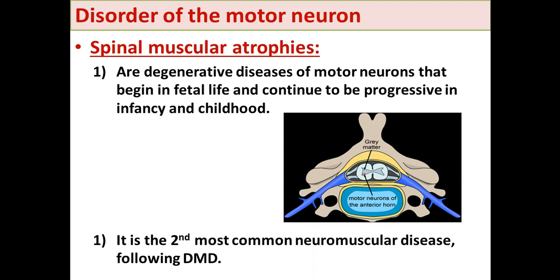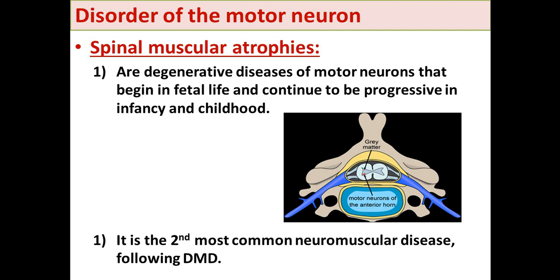So we have another disease, we call it disorder of the motor neuron. Here it is spinal muscular atrophy. This is a degenerative disease of the motor neurons that begins in the fetal life. Usually it starts early, it is progressive, and there are different varieties, either a neonatal type, or an infantile type, or maybe a juvenile type.